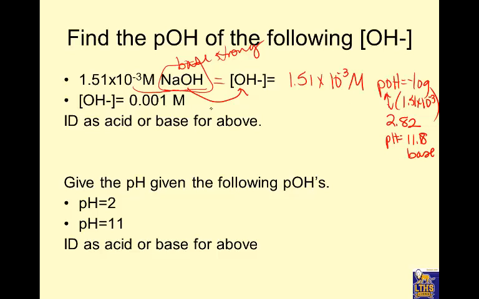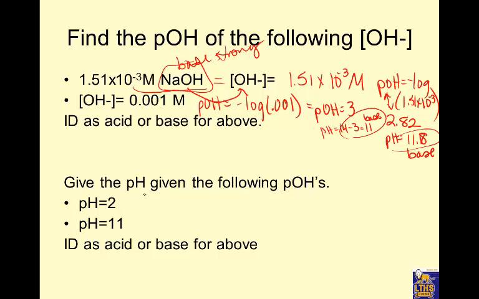Okay, if I want the pOH of this, and I know the OH, I just negative log it, 0.001, and I find out pOH equals 3. Now, how do I decide if this is an acid, base, or neutral? Well, it's easier to work with pH, so pH equals 14 minus 3, and I find out it's 11, so it's a base. Okay, these are both bases because one has pH 11.18, the other one has pH of 11.